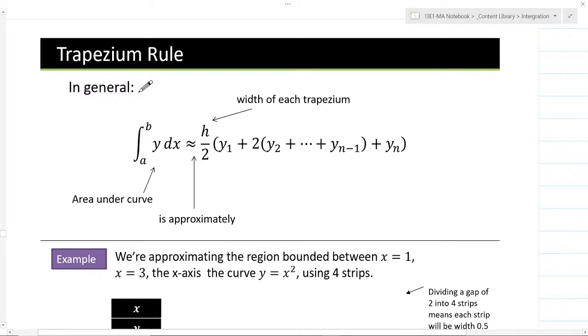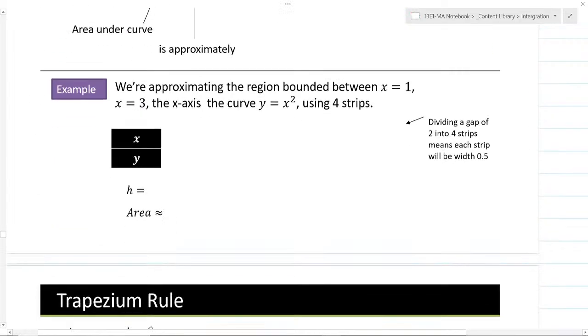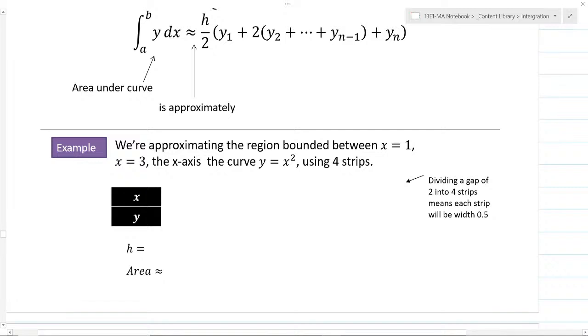Everybody all right with that, yeah, so far? Okay, so with this one here, you've got to work out all of your values. First of all, I'll do this example and you'll see how it works. We're integrating between 1 and 3 the curve y is equal to x squared, using 4 strips.